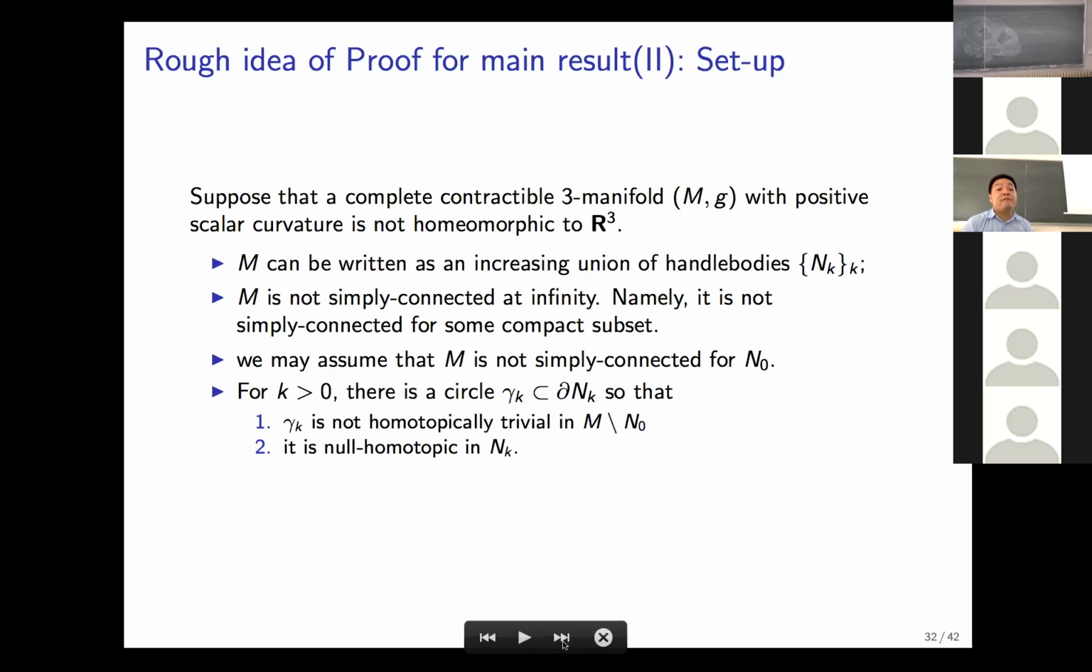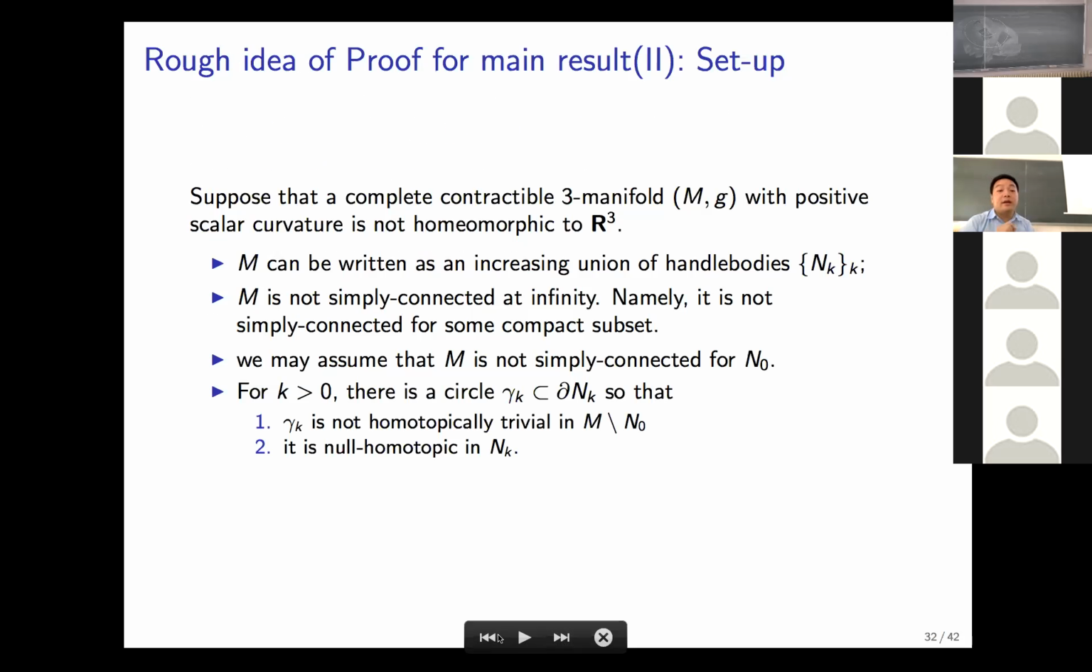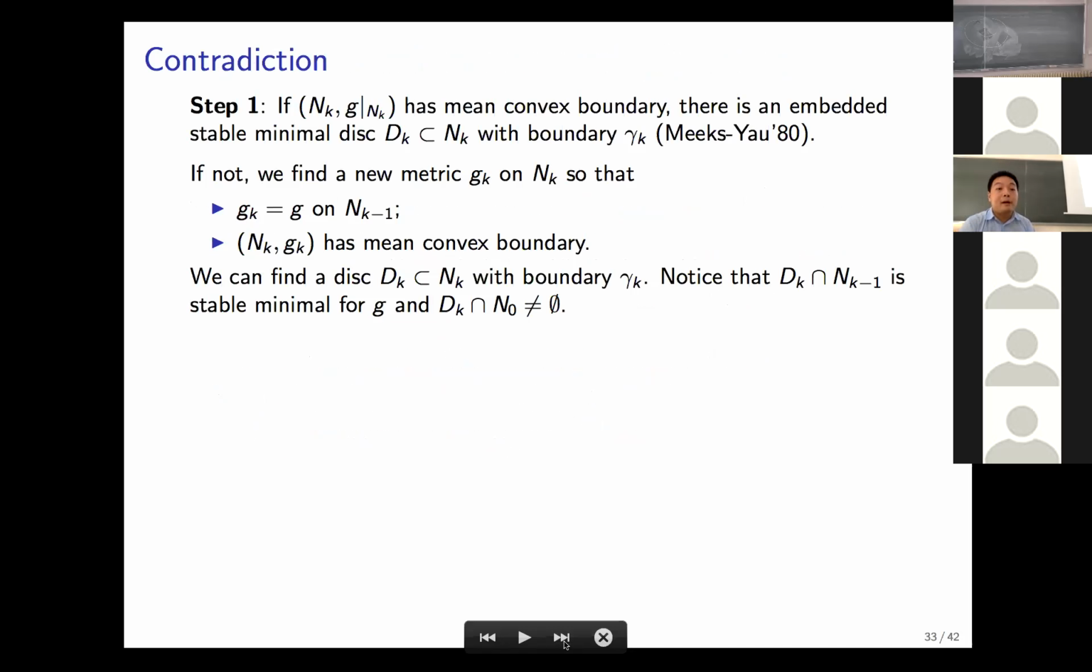So we have that for each K there is a closed curve gamma K on the boundary of NK such that gamma K is not contractible in M minus N0, and gamma K is contractible in NK. The existence of gamma K comes from the fact that M is not simply connected for N0. Now we construct the minimal surface.